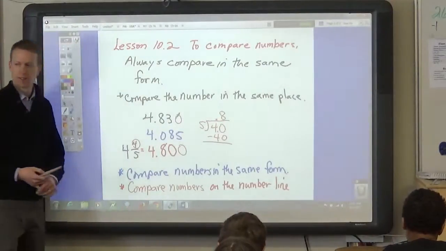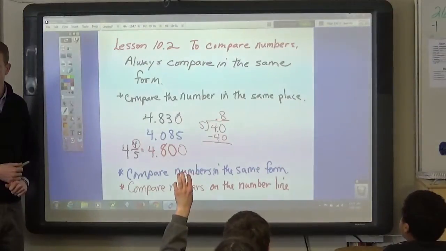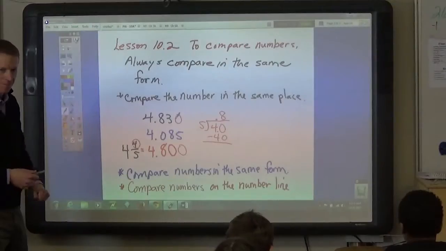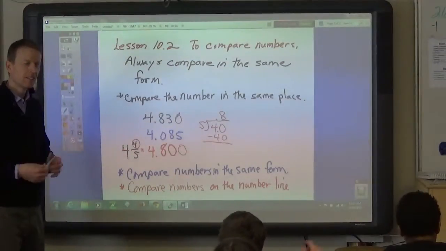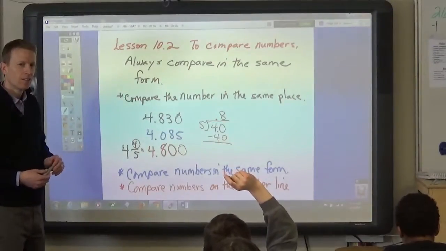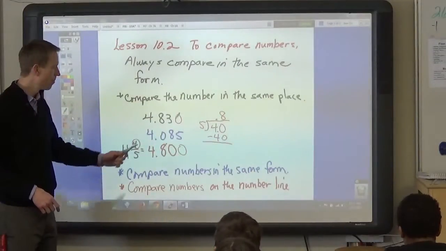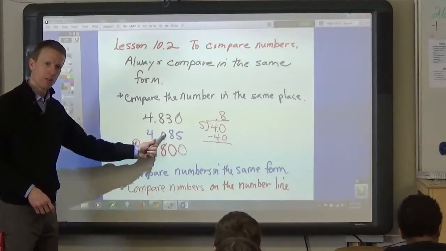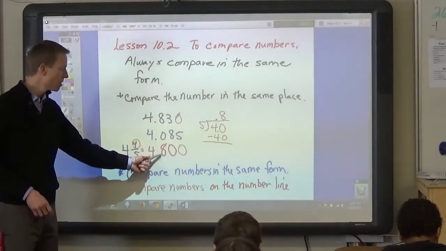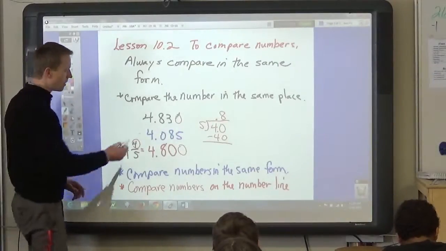Which one is the lowest? Trinity? Which one is the least? Of those three numbers, yeah. 4.0. Good. Yep. 4 and 85 thousandths, the middle one. Because it has 0 tenths, whereas the other two have 8 tenths, right? So this is the lowest.